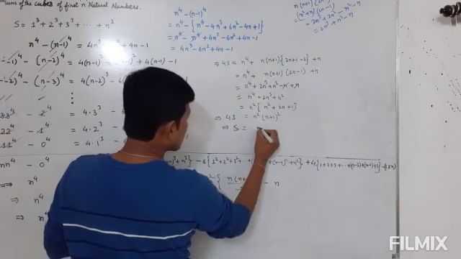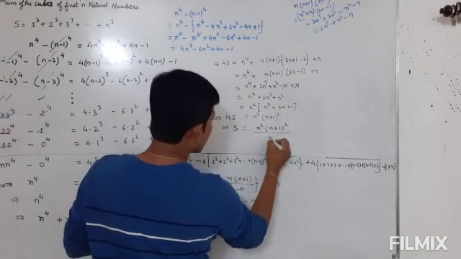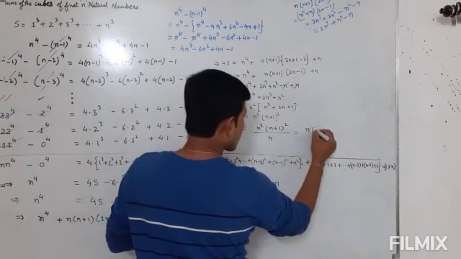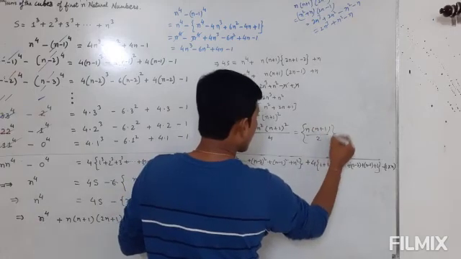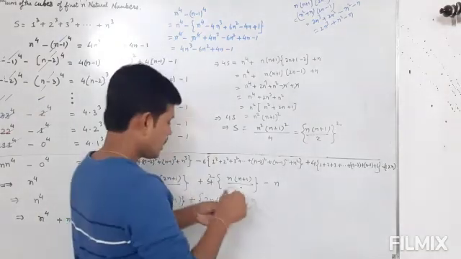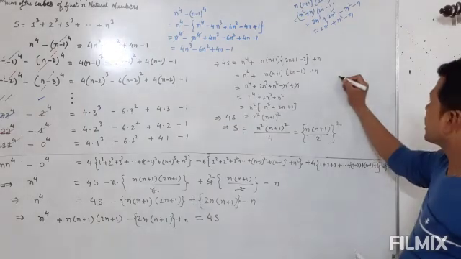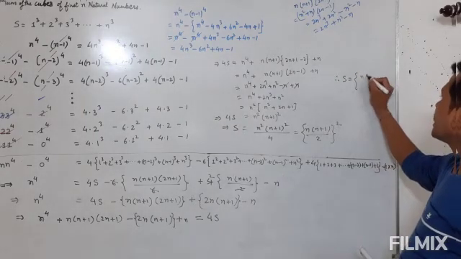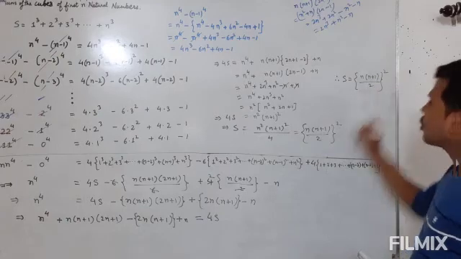Now s is equal to n square into n plus 1 whole square divided by 4. Can I write this as n into n plus 1 divided by 2, whole square? Now this is our formula, what we want. Okay, so I'm writing it over here. Therefore s is equal to n into n plus 1 divided by 2 whole square.